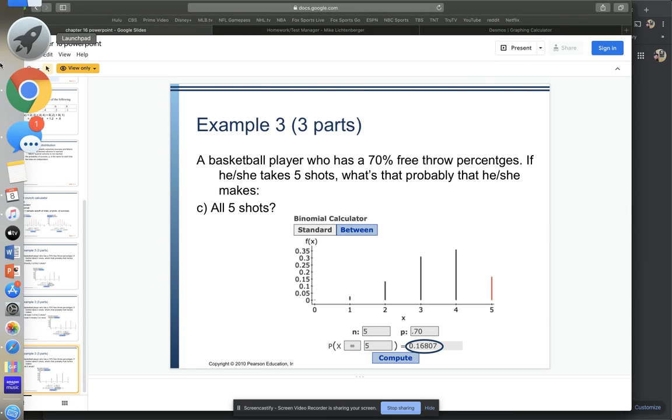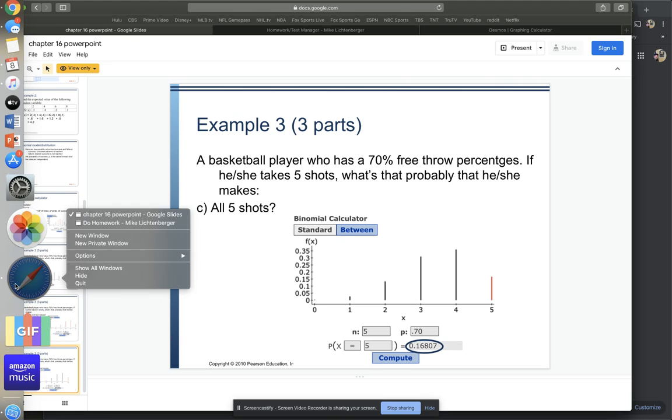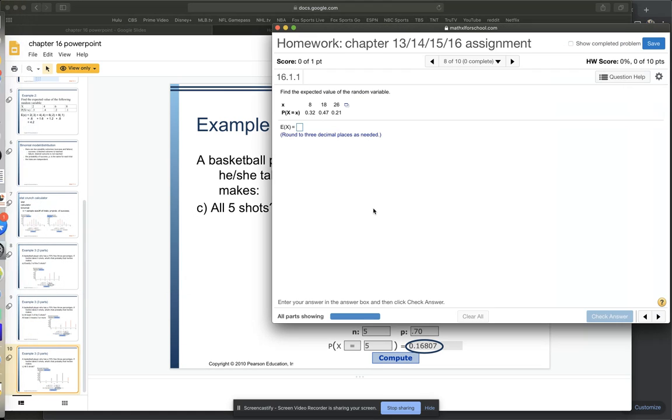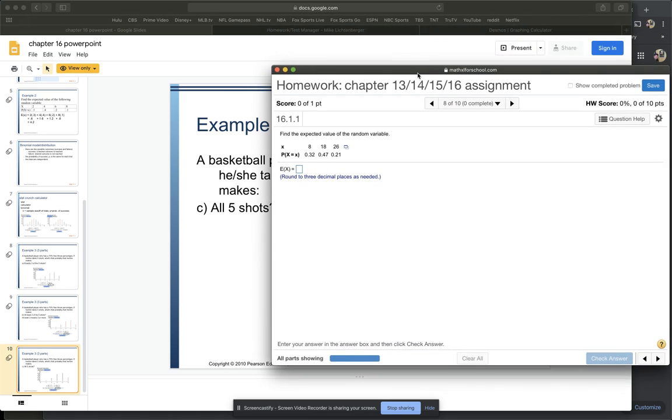Going back to the MyMathLab assignment, I've done the first 7 questions already. Questions 8, 9, and 10 on the assignment have to do with Chapter 16. So I'm going to go through those right now to show you how they work. So here is question number 8. Find the expected value of the random variable. Okay, let's open this in StatCrunch.